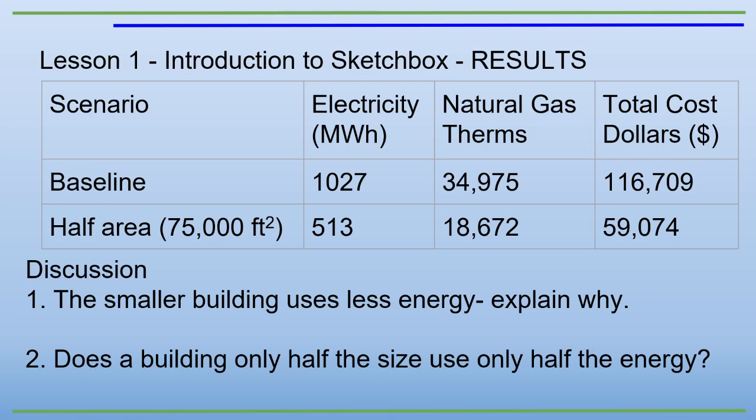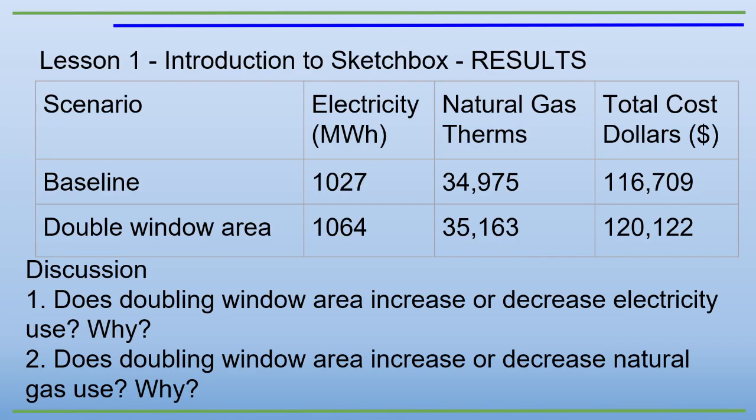Here is a little bit more detailed analysis. Notice that if we cut the area in half, the natural gas, electricity, and total cost are cut almost in half, but not exactly in half. It's not a bad idea to talk a little bit about why that is and to talk about how the surface area of the building matters, for example. It's also not bad just to have students try to capture in simple terms why it is that a smaller building uses less energy.